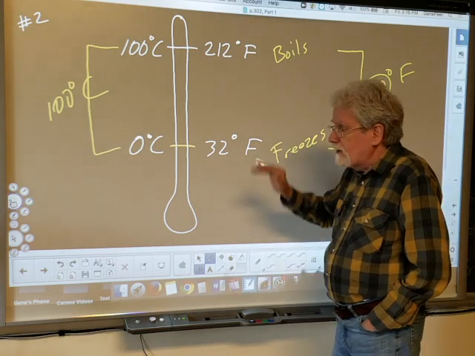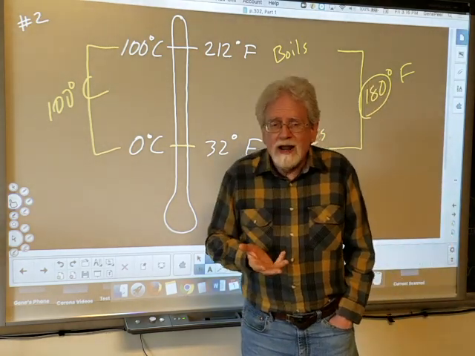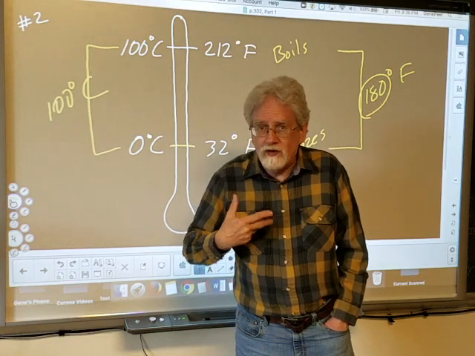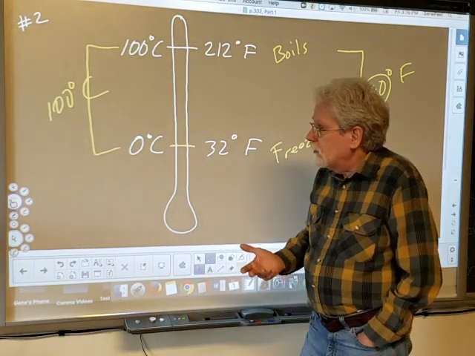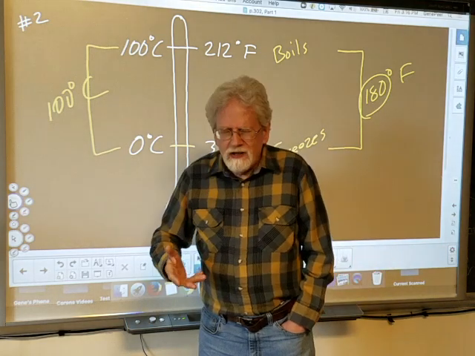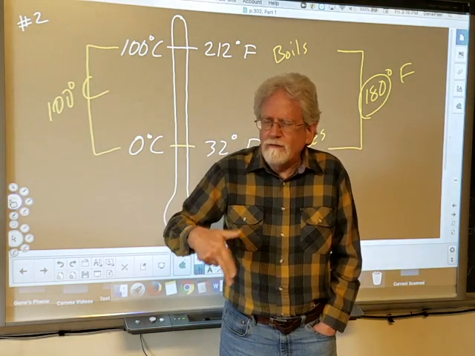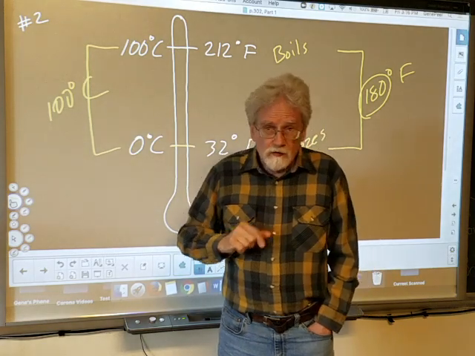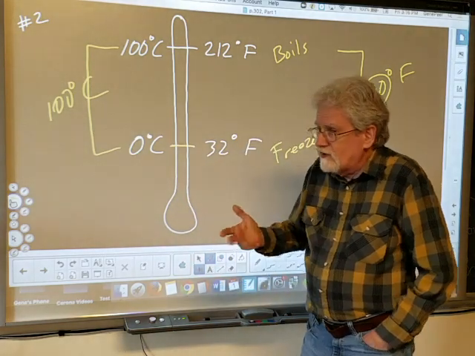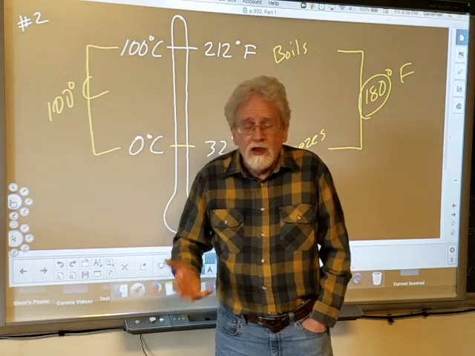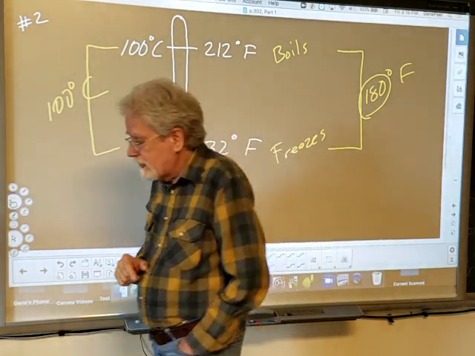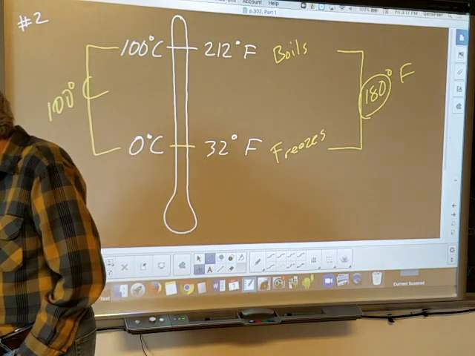Which, by the way, makes Fahrenheit degrees more accurate. If you're going to be rounding your temperatures to the nearest integer, talking about the difference between 73 degrees or 74 degrees is a smaller difference than talking about the difference between, say, 22 degrees Celsius and 23 degrees Celsius. That's a bigger difference. So the Fahrenheit degrees are actually a little more accurate.